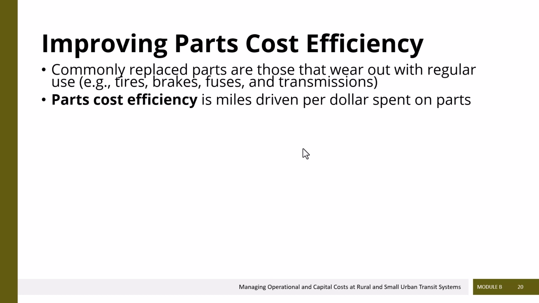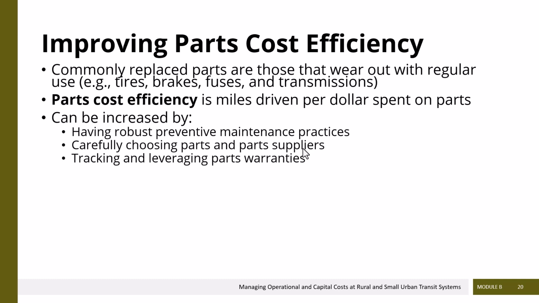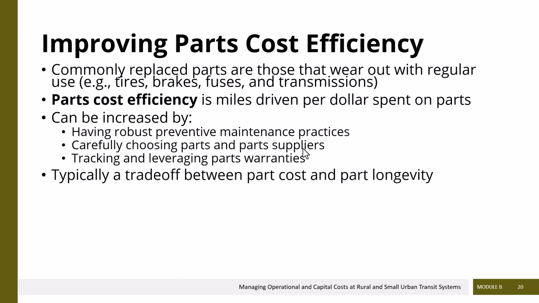If you're trying to improve parts cost efficiency, that basically means you're trying to get more miles out of every dollar you spend on parts. Now, how do you improve parts cost efficiency? Well, as we discussed before, it can be increased by having robust preventive maintenance practices. A couple other strategies are carefully choosing parts and parts suppliers, and also tracking and leveraging parts warranties. The reality is there's typically a trade-off between a part's cost and the longevity of that part. All things being equal, usually a better made part, maybe even with a better warranty, is going to cost a little bit more than a cheaper part.